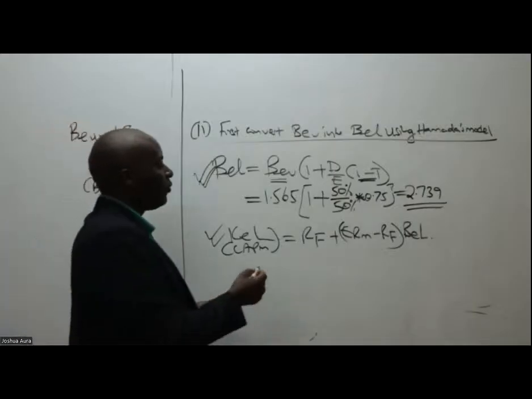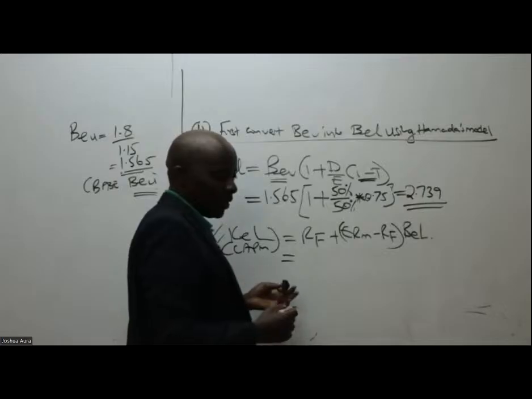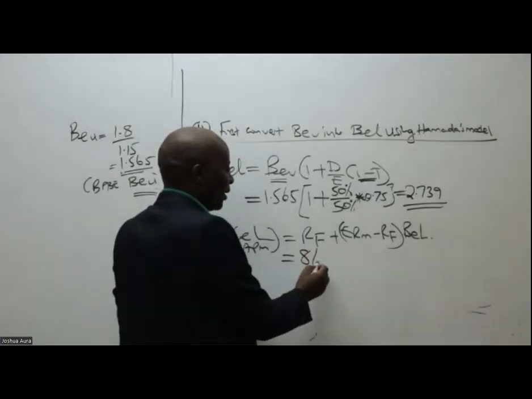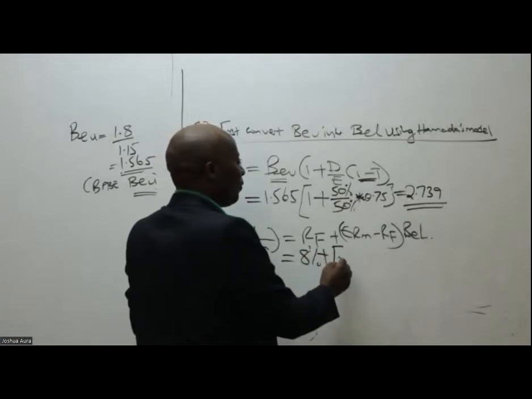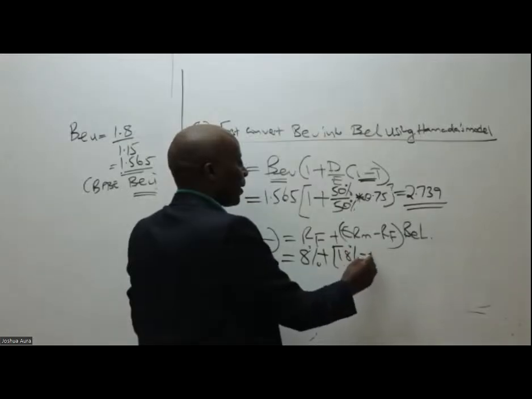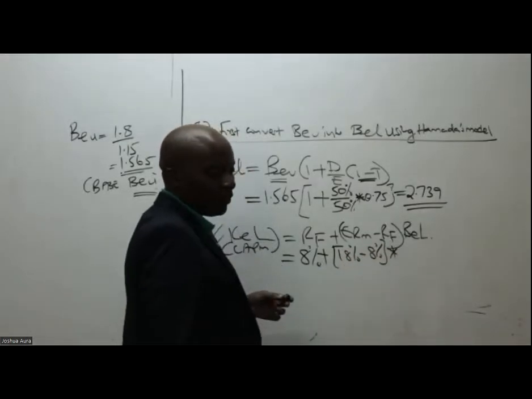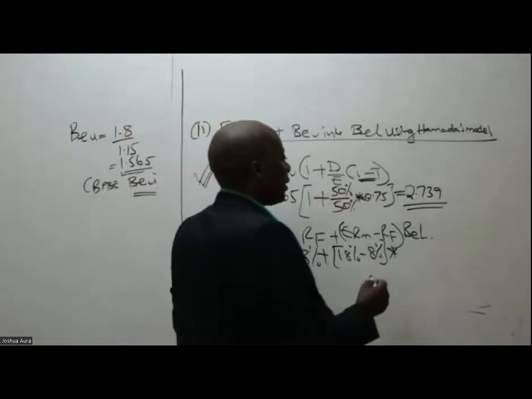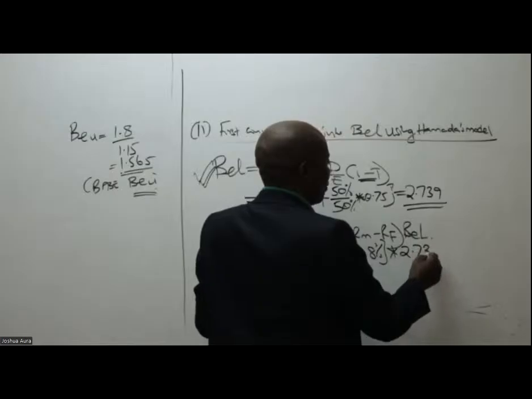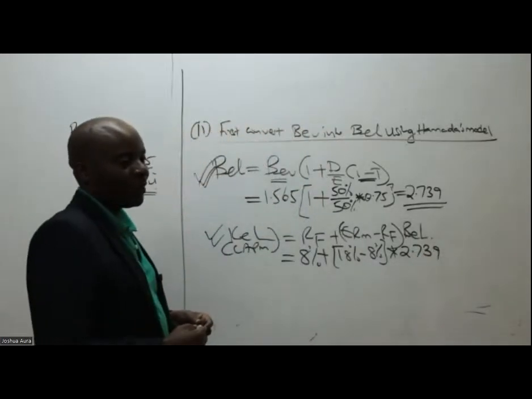So could you kindly give me this risk-free? You guys have given me these figures. What is the risk-free rate of return? It is 8%. So 8% plus expected return of the market, which you gave me as 18% minus 8%, multiplied by beta equity of the levered organization, which here is 2.739.